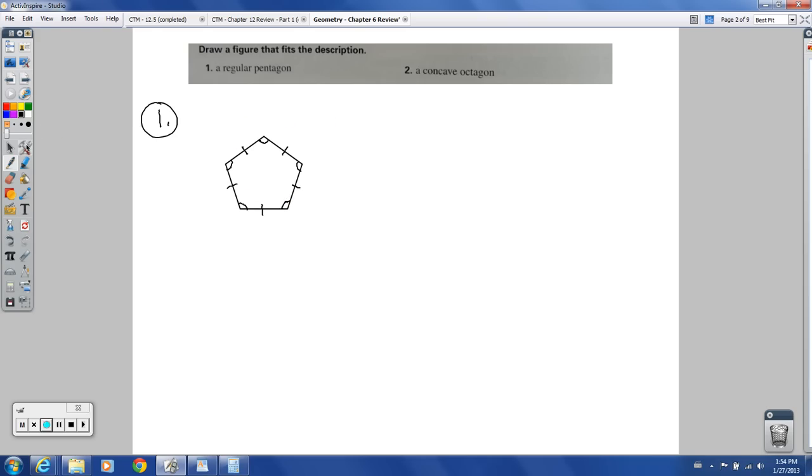Right? A concave octagon. This one, I won't cheat on this one. I will just draw an octagon. So it has 8 sides right here. This means 8 sides. And then this concave part, it kind of caves in. There's at least one part where it caves in. Think of concave like that.